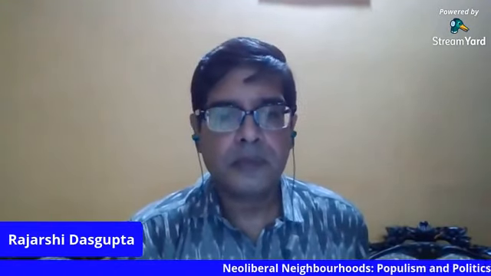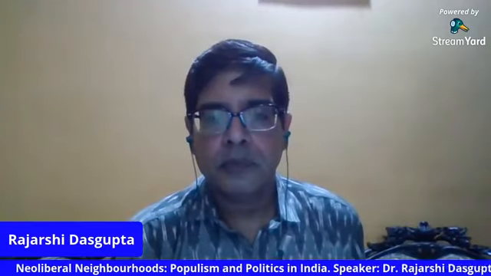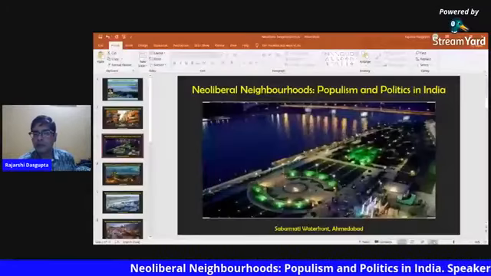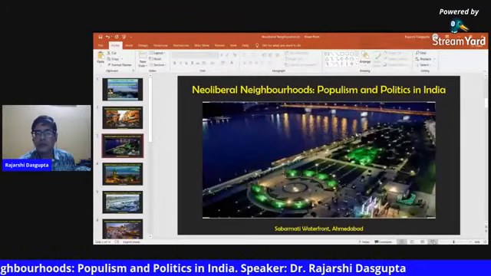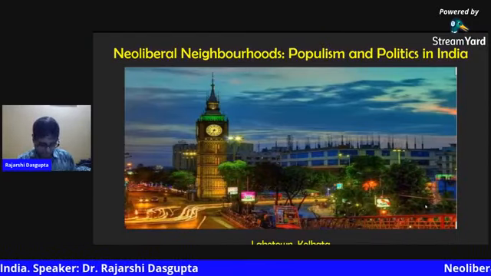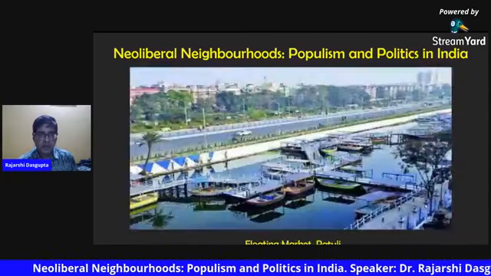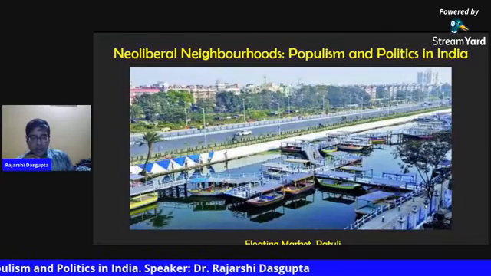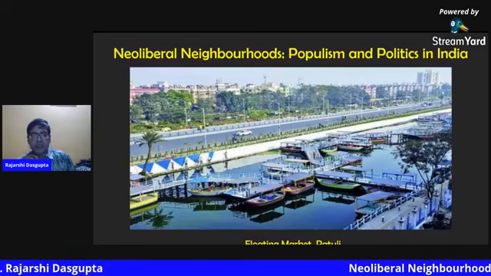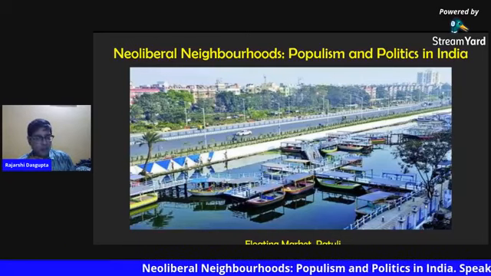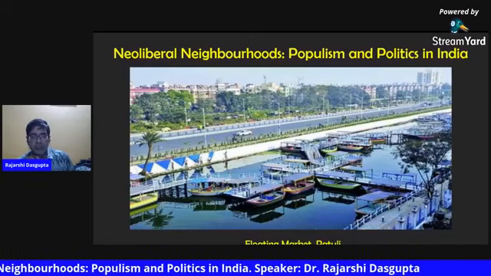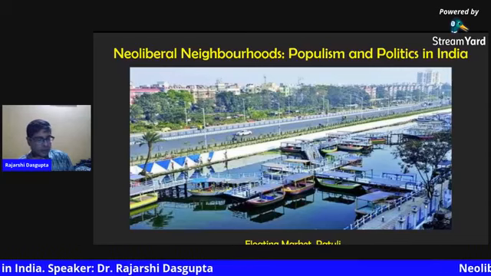Let me go back to the slides for a moment. So here is an image of Sribhumi Lake Town, as you can see, and we can come back to this. I'm more interested in showing you the transformation of Patuli. So this is a kind of contemporary image of Patuli. You can see what is called the floating market of Patuli. It's an image easily available online. And this is how modern Patuli looks.